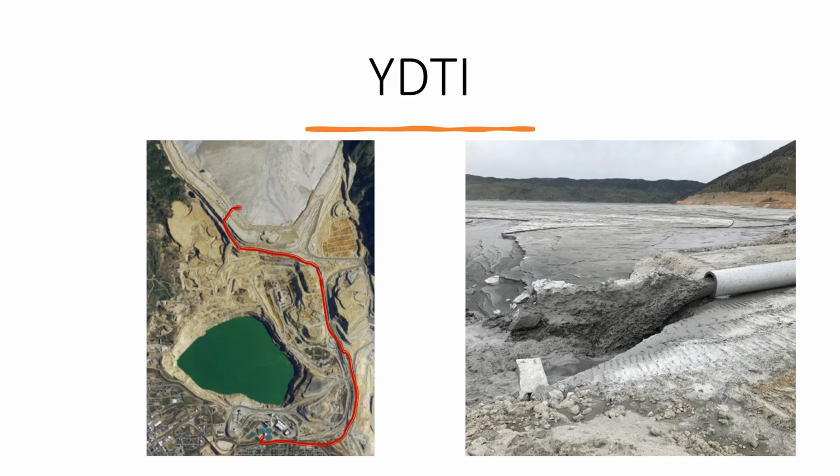The picture on the left shows the red line, the path that it takes, and the picture on the right is one of the discharging pipes.